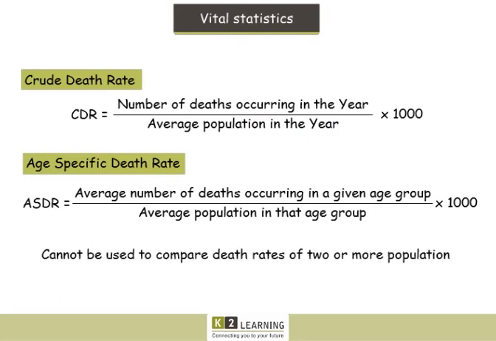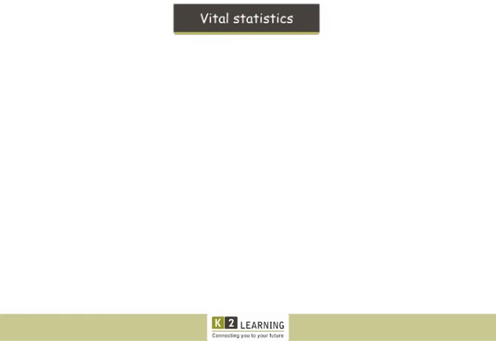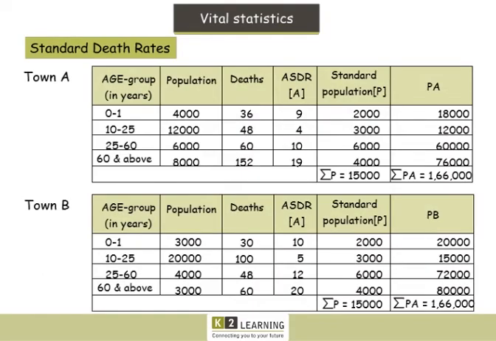These two measures cannot be used to compare death rates of two or more populations, and hence we use another measure called the standard death rates. Here, one population is taken as standard and the standardized death rates for the two regions are calculated. First, ASDR is calculated for each group using the population, and then the weighted average of ASDR is calculated by taking the standard population as weight.